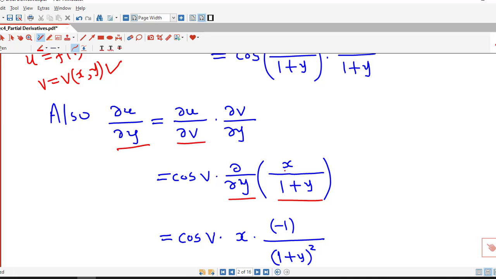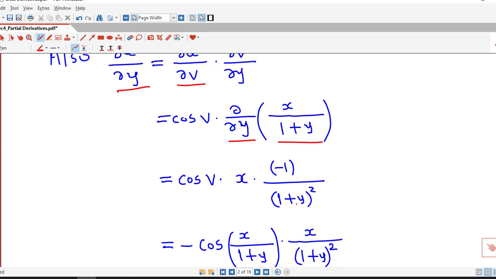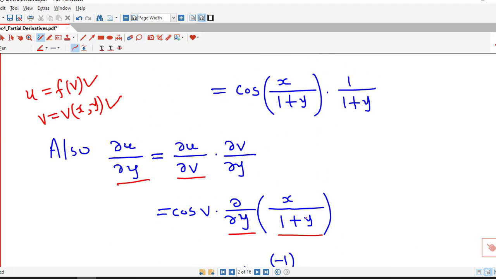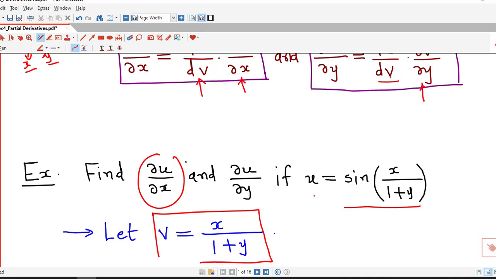So here we will treat x as constant, and derivative of 1 upon 1 plus y is minus 1 over 1 plus y square, and we put v equal to x upon 1 plus y, we take negative sign here, and this is nothing but x upon 1 plus y square. So in this way we can use chain rule for partial derivatives to find out this type of derivatives.